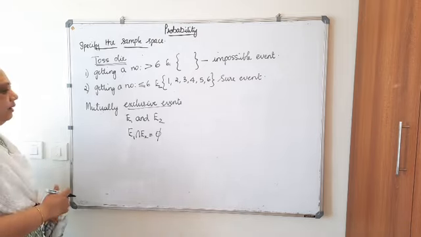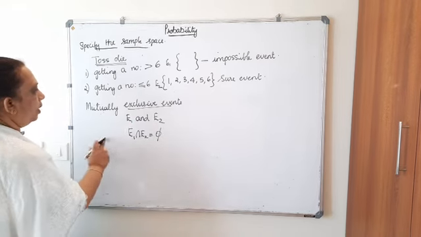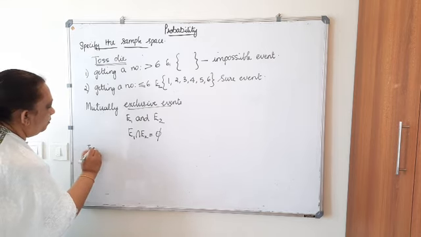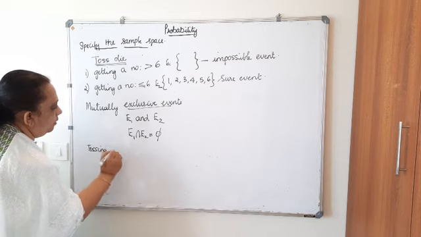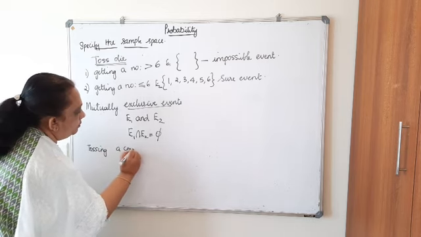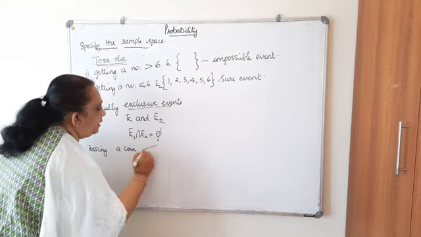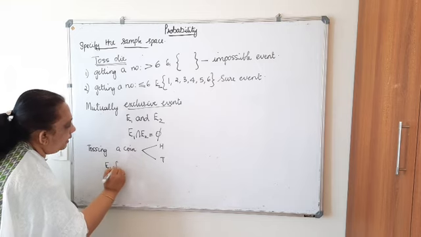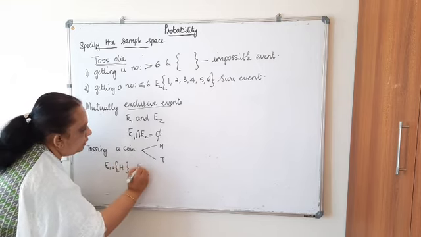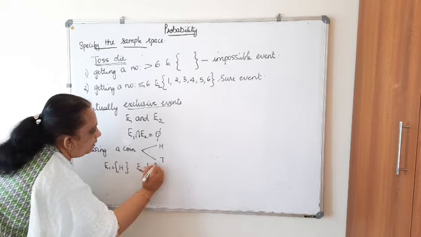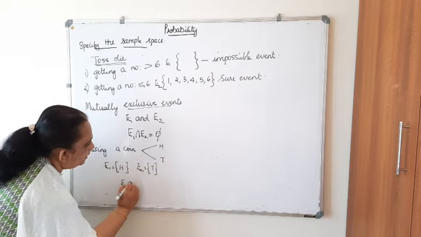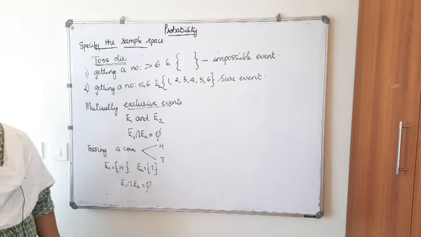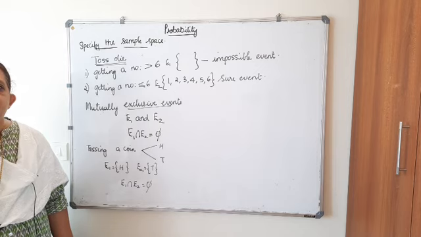Let us consider an example related to the topic of mutually exclusive events. Consider the simple example of tossing a single coin. You may get a head or a tail. So E1 is getting a head, E2 is getting a tail. Now what about E1 intersection E2? E1 intersection E2 is equal to an empty set and it is called mutually exclusive events.